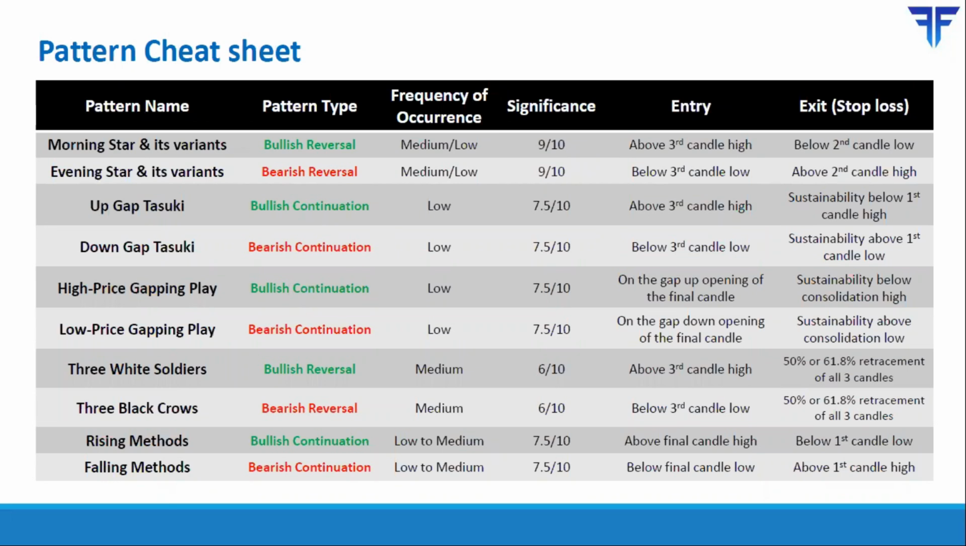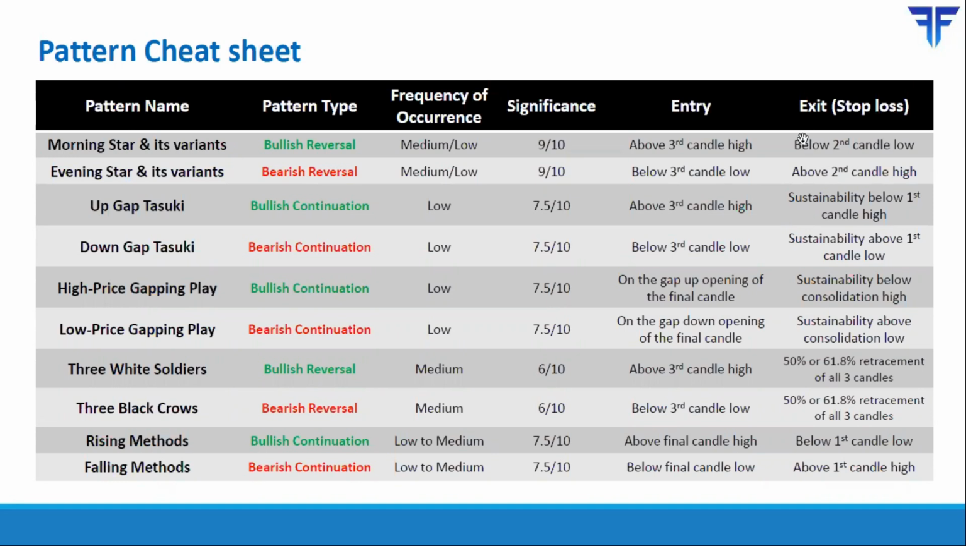We have already talked about how to enter and exit the morning and evening star. In case of a morning star, you buy above the high of the third candle and place a stop loss below the low of the second candle. Whereas in case of an evening star, you sell below the low of the third candle and you keep a stop loss above the high of the second candle.